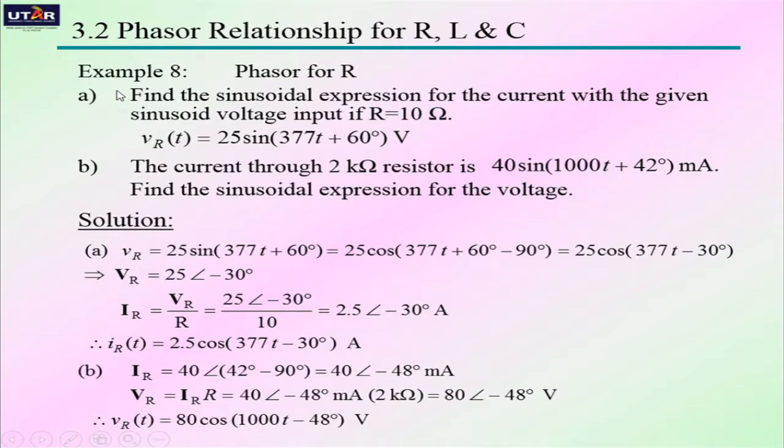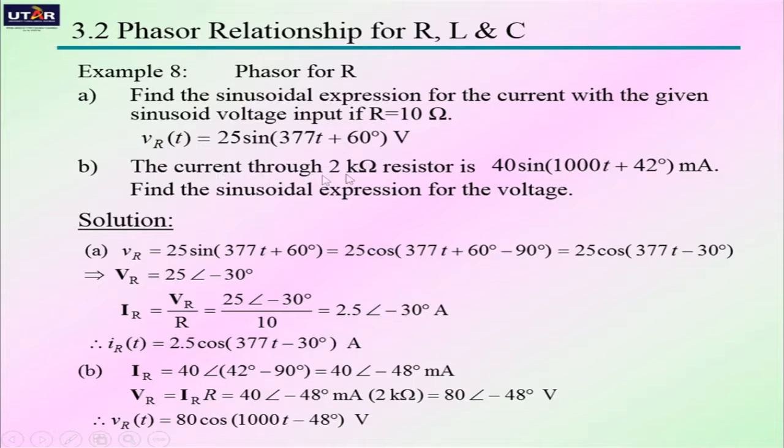In example 8, you are asked to find the sinusoidal expression for the current with the given sinusoid voltage input if R equals 10. So using Ohm's law, we can easily find the voltage divided by resistance 10 ohm, and we would get current equals 2.5 cosine 377 t minus 30 degree.